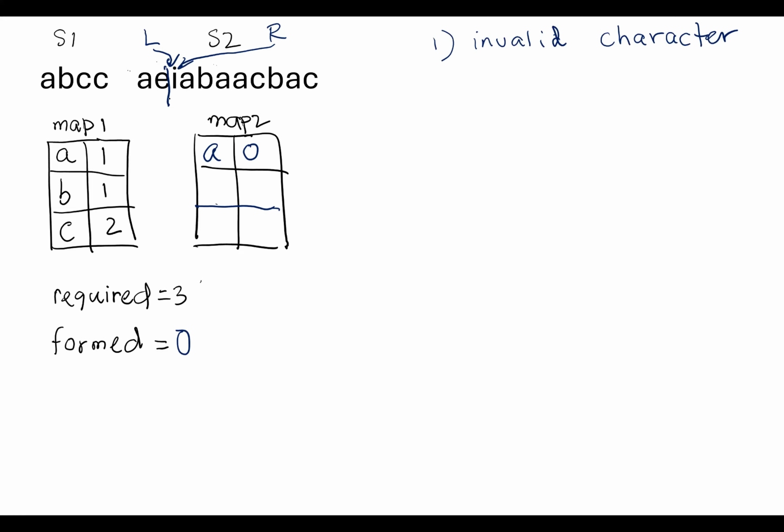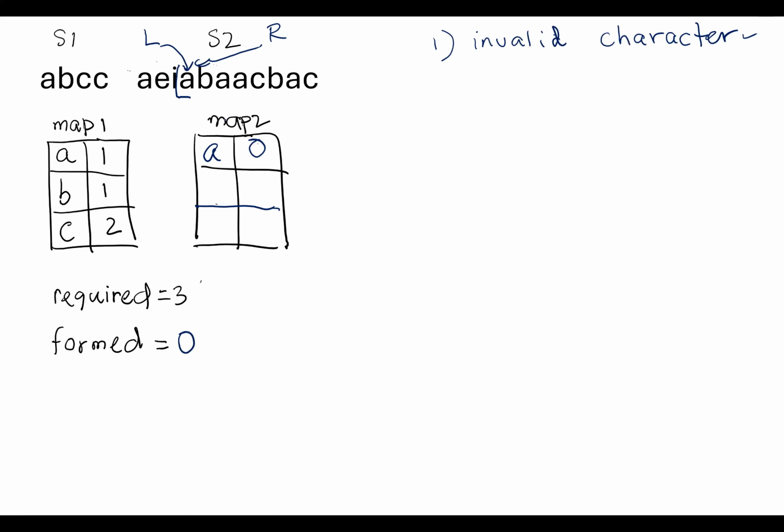Okay, let's try to expand. Now you see I is not in map 1. That means this is again an invalid character, so we have to reset. We have to start our window again from A, and we reset the map. Well, the map was already reset, but anyway, and we reset formed because we are doing it over again.